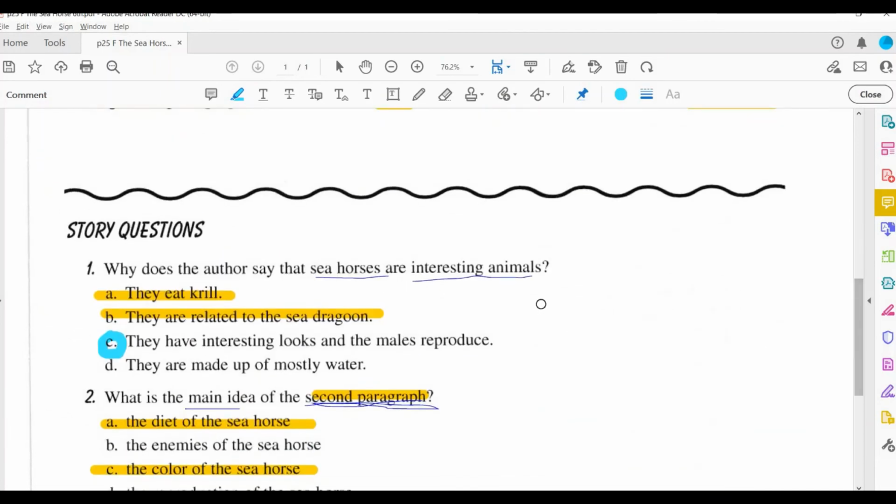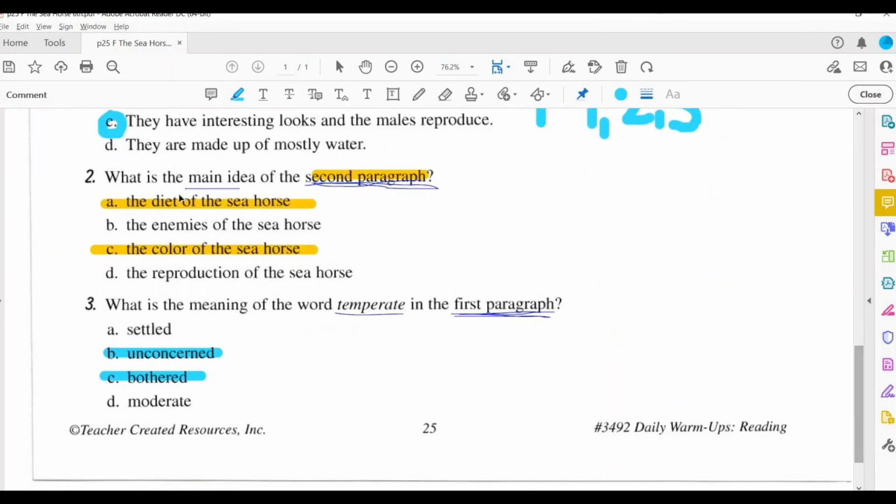So now I'm going to put the proof of where I found my answers. So I actually found it in paragraphs. So I'm going to put P1, 2, and 3. I found proof in all 3 paragraphs that support my answer. So it's important that you also put where you found your answer.